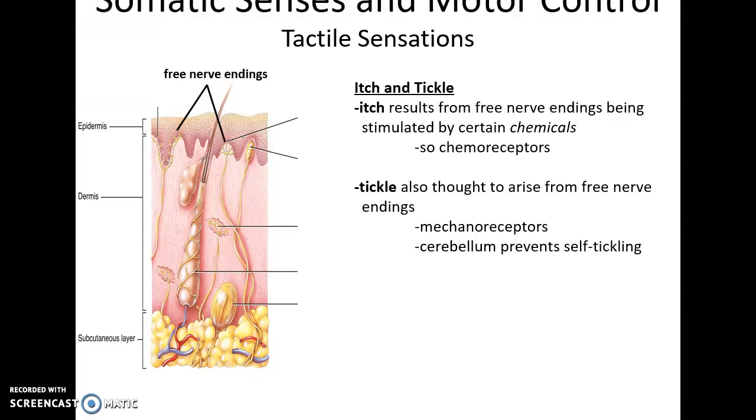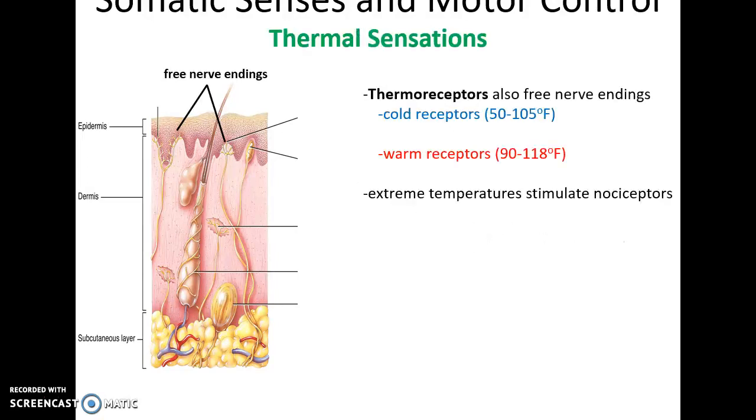Tickle is also thought to arise from free nerve endings that are mechanoreceptors and distributed to certain areas of the body. However, it turns out that we cannot usually tickle ourselves because the cerebellum knows what's going on and prevents the self-tickling. Thermoreceptors detect change in temperature. These are also free nerve endings found in lots of places in the body.